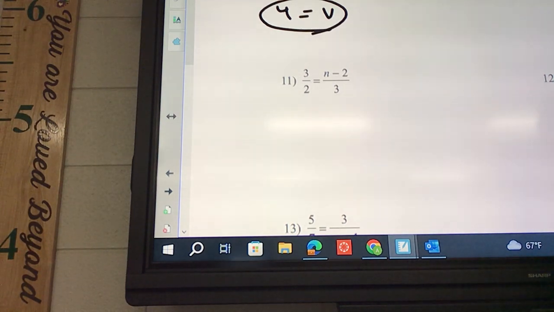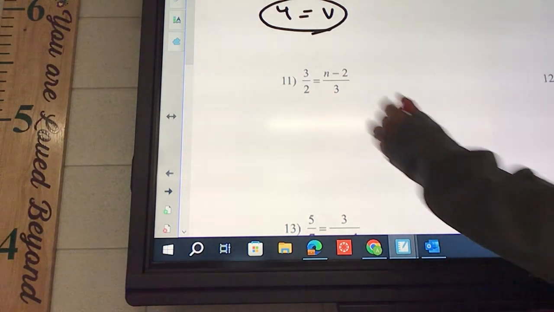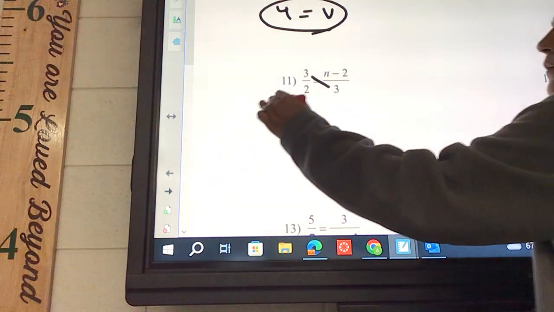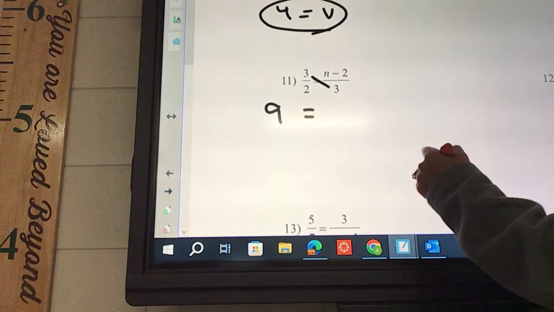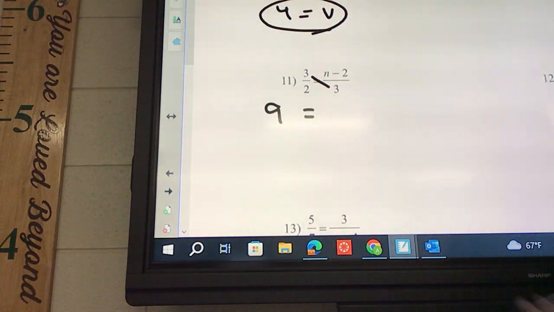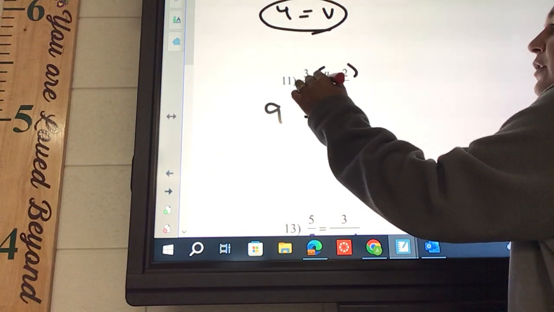Okay, now, here's where we start getting just a tad more complex. You're still gonna cross multiply. So 3 times 3, 9. Now, when we do this one, it has 2 pieces. This is why I don't like when people say cross multiply and divide, because it's not actually true. We are still gonna cross multiply, but you are gonna have to distribute.